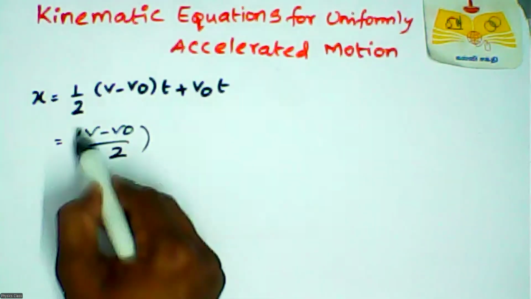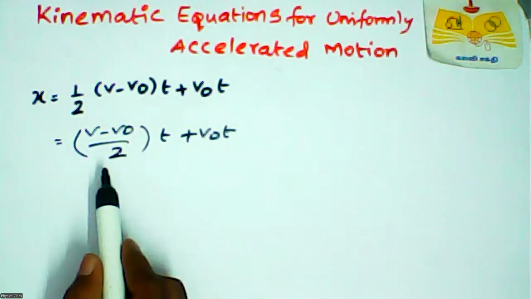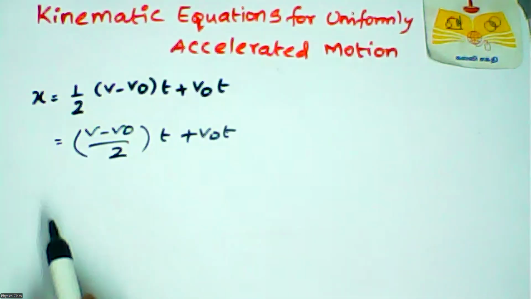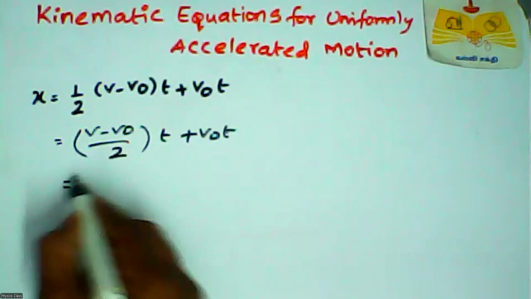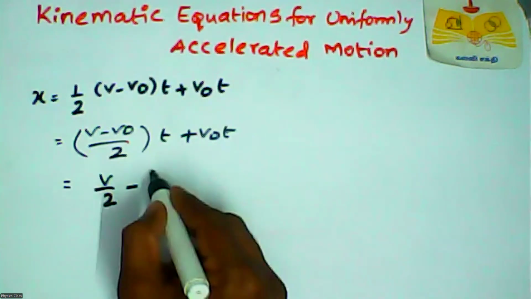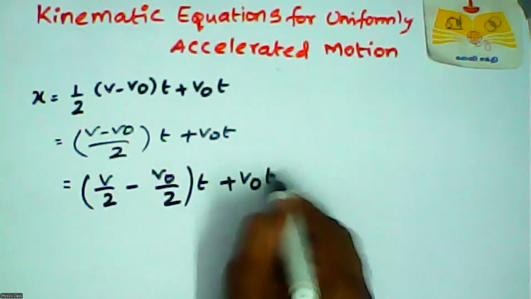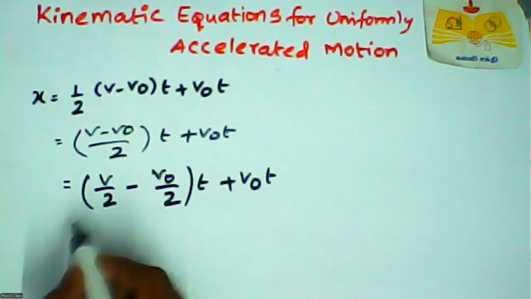Is it correct? v minus v naught by 2. So in this case, we can put average. Okay, put average like that. For example, you can write like this, and then you can multiply t.